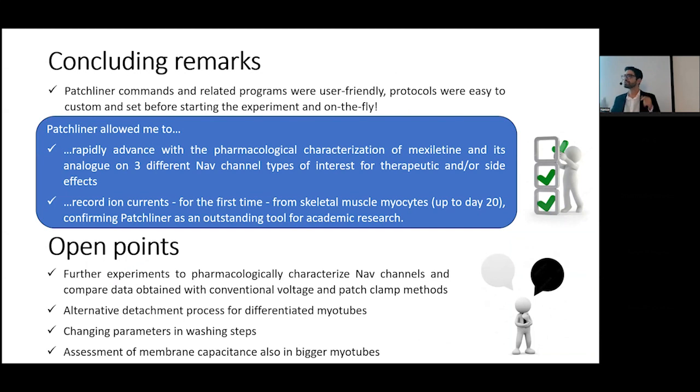We also recorded ion currents thanks to the Patchliner for the first time from skeletal muscle myocytes up to day 20. And all this data just confirmed that Patchliner is an outstanding tool for academic research.